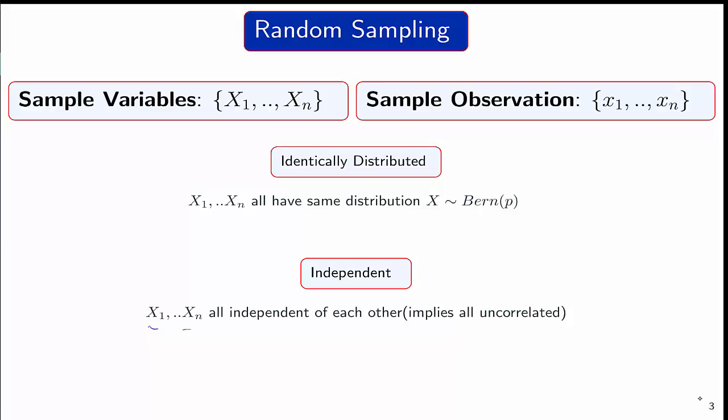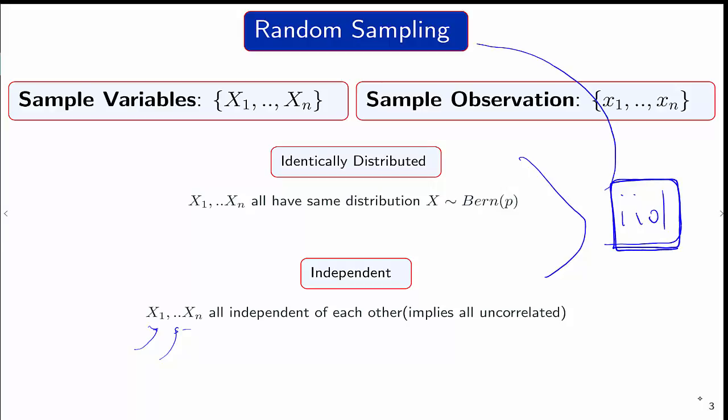So again, if you just went to census data and picked people completely at random, we shouldn't expect that whether or not person 1 is employed should affect whether or not person 2 is employed, and so on. These two assumptions together are known as the IID assumption, that the data are independent and identically distributed. Sometimes this is just called random sampling, that we've just asked people completely at random.